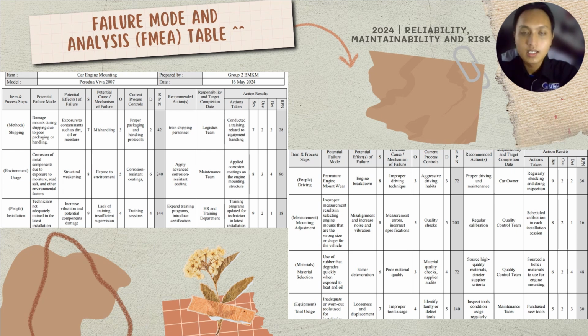So that is the simple form of this table that we can create. We just assume it based on our level of study. That's all for the FMEA table.